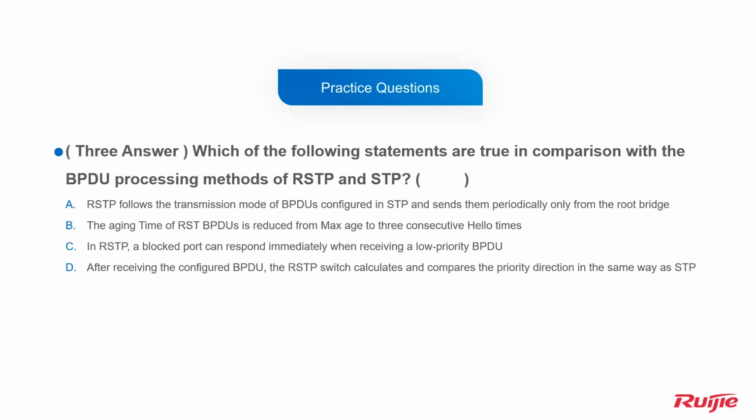And B, the aging time of RSTP BPDUs is reduced from max age to 3 consecutive hello times. It's true. And C, in RSTP, a blocked port can respond immediately when receiving a low priority BPDU. This is true. D, after receiving the configuration BPDU, the RSTP switch calculates and compares the priority vector in the same way as STP. And it's true. So here we choose B, C, and D. Okay, that's all for this part about RSTP. Thank you for listening.